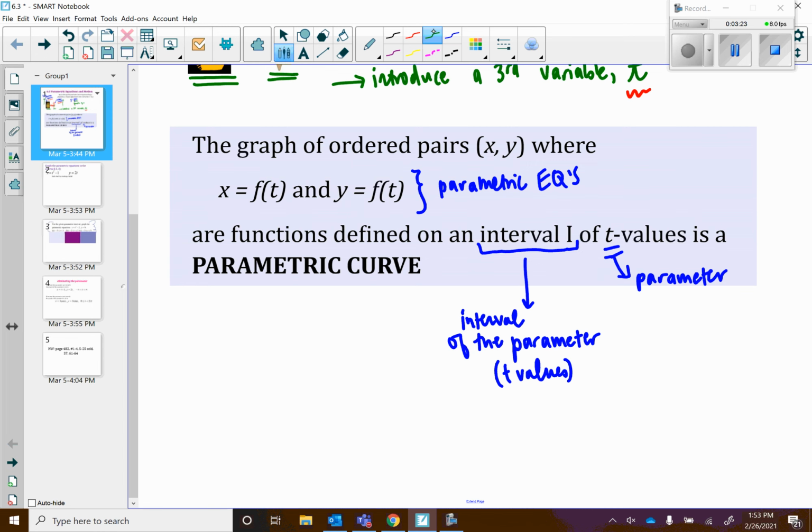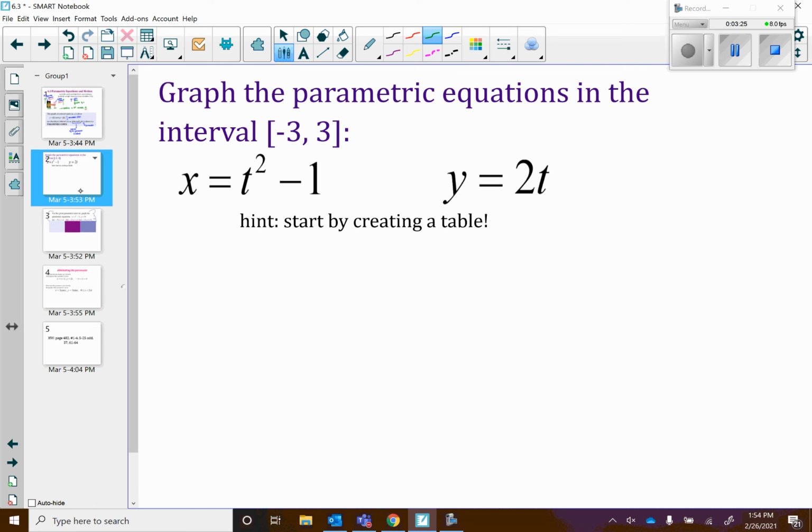We're going to do one example together, and then we'll do the rest in class. It says graph the parametric equation in the interval from -3 to 3. So we just said that the interval is an interval of t values. And we're given two equations. x is equal to t squared minus 1, and y is equal to 2t. In order to graph this, we need to figure out what x is and what y is at each value of t, and so we're going to create a table.